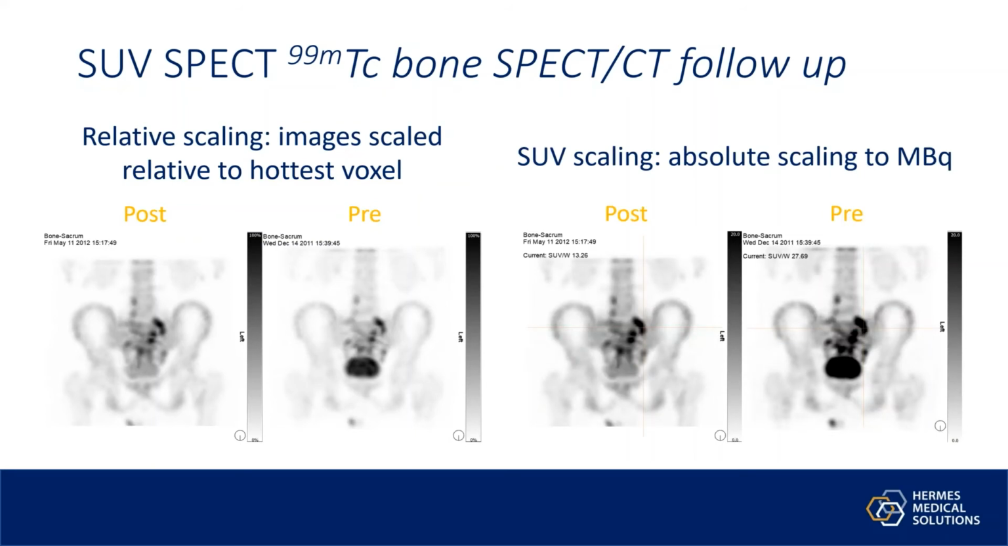But actually now, if we turn on the SUV scaling, so we have set the color bar here to 20 SUV for both scans, the opposite appears to be true: the tumor has got slightly cooler on the post. There's less uptake on the post than on the pre. So using the SUV scaling here has actually reversed our impression of the scan.